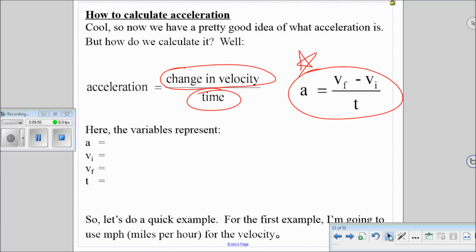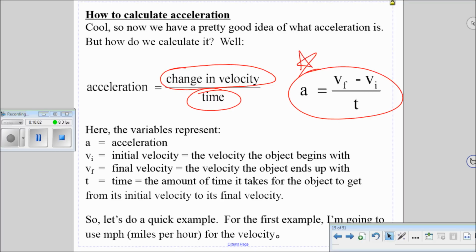All right, and so what do the variables represent? Well, A obviously is acceleration. VI and VF represent the initial and final velocities. And T is the time. All right, so that's what the variables stand for. Here's where this idea of time intervals is going to become important.